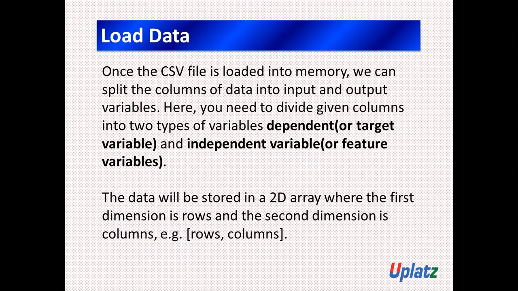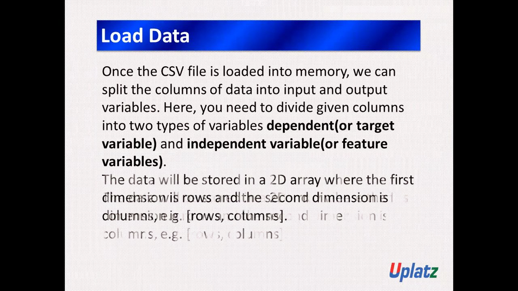Once the CSV file is loaded, we have read the data from the CSV file with the help of pandas.read_csv, assigned the result to the data set, and then with dataset.head we have seen the initial records of our data set. Once the CSV file is loaded into memory, we can split the columns of the data into input and output variables, dividing them into dependent variable and independent variable. The data will be stored in a 2-dimensional array where the first dimension is rows and the second dimension is the columns.